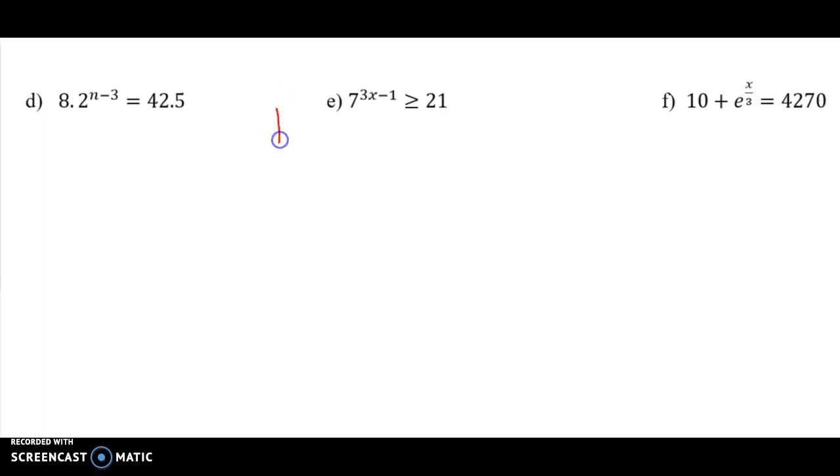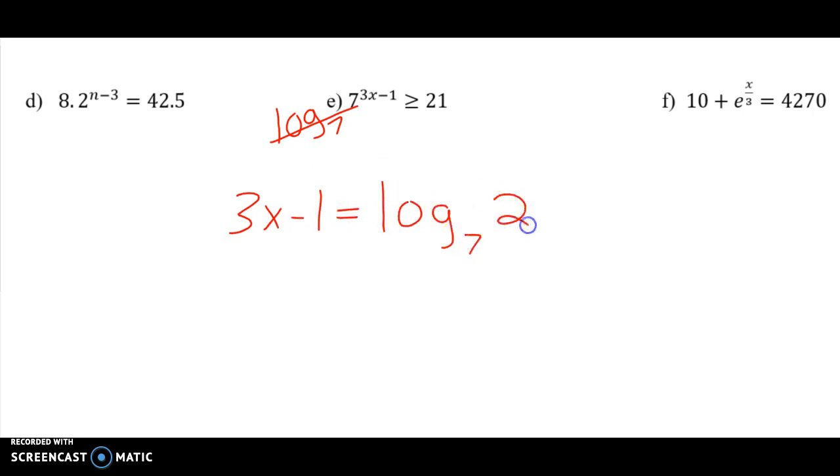And what do I need my log base to be? Log base 7. That's going to cancel out the exponential. You always pick the base that will cancel out the exponential. So those cancel. We're left with 3x minus 1 equals, now don't forget to log base 7 the right side, and sorry, that's a greater than or equal to sign. If we log both sides, the left side cancels, but you still have to log the right side.